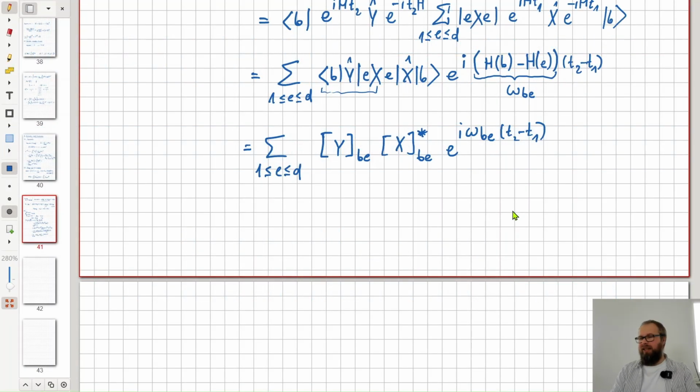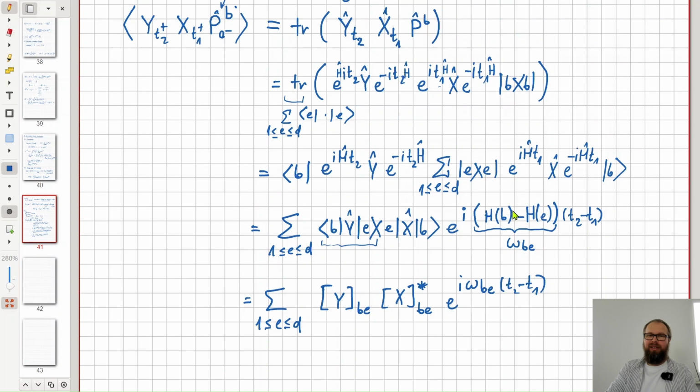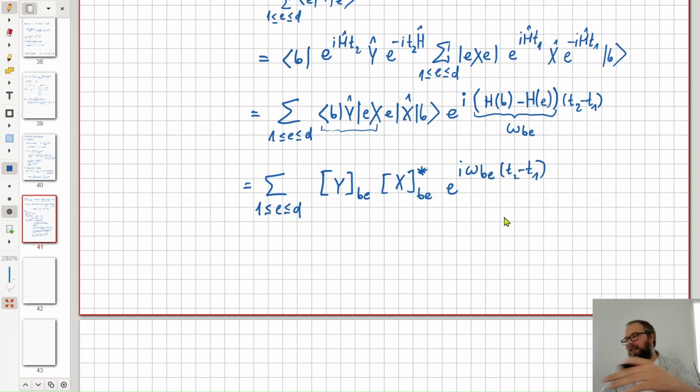Okay, so let's continue. So we calculated our 2-point correlation function, but, like I tried to impress on you, maybe it wasn't super clear back then, a correlation function itself is not a description of some effects. It's a part of some description.